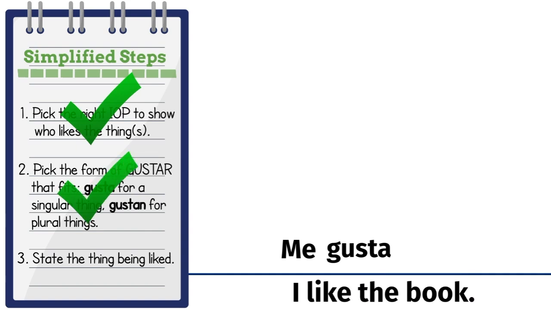But our example is more specific than that, so to finish up, we add the noun that we like. In this case, the book, el libro. Me gusta el libro. I like the book. Step 3 is complete, and so is our sentence. Let's do another one.